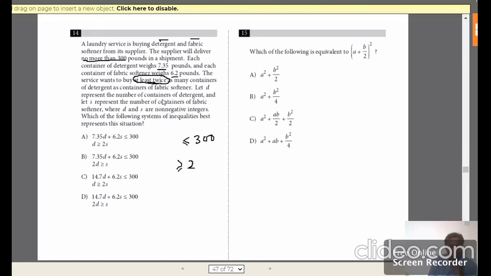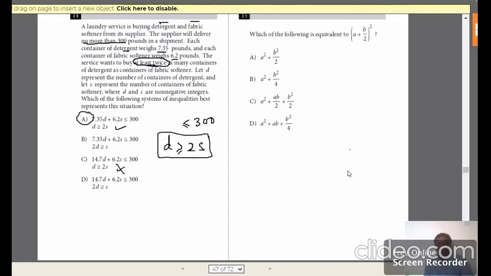Let D represent the number of containers of detergent, and S represents the containers of fabric softener. So just check where you have D greater than or equal to. So this one and this one. Among these options we have to check now. It said D and S are detergents, as it says on the top itself, 7.35 detergent, so 7.35. Bingo, this is your answer. You don't have to go with this one because it contains 14.7, which is wrong.